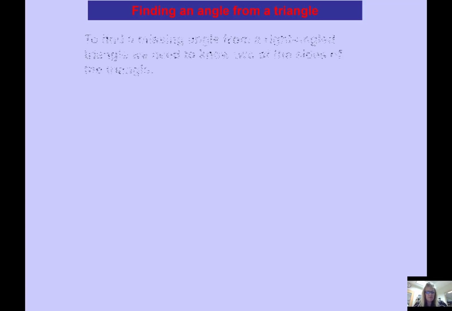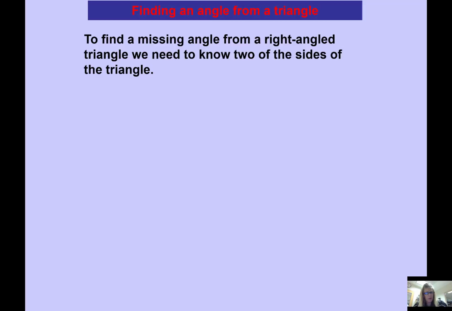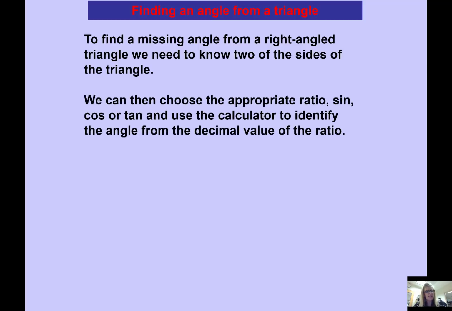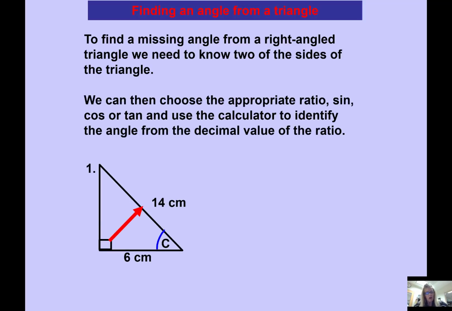Here we go. To find a missing angle from a right angle triangle, we need to know 2 sides of the triangle. I bet you can't guess what operation we're going to use on our trusty handy calculator. I'm hoping you're thinking inverse, inverse, inverse. If so, you are correct.